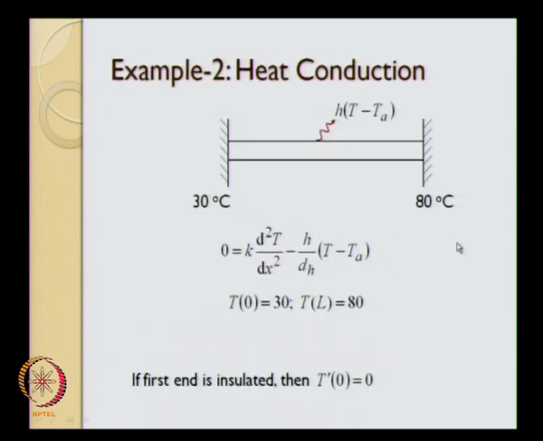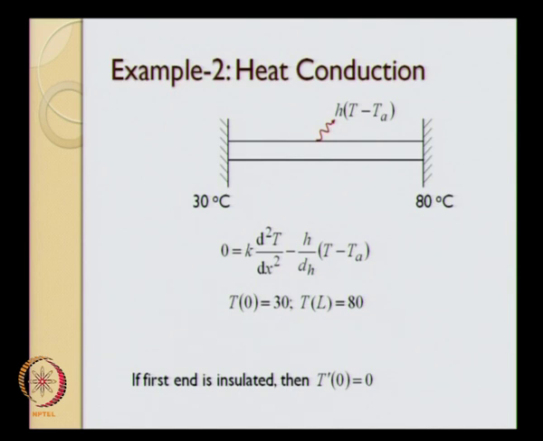Another example, let us consider heat conduction in a rod. So, basically we have this rod, one end of the rod is kept at 30 degrees Celsius, another end of the rod let us say is kept at 80 degrees Celsius. Because of the temperature difference, there is going to be a heat transfer that takes place from this particular hot end to this cold end. So, from right to left is the direction of heat transfer.